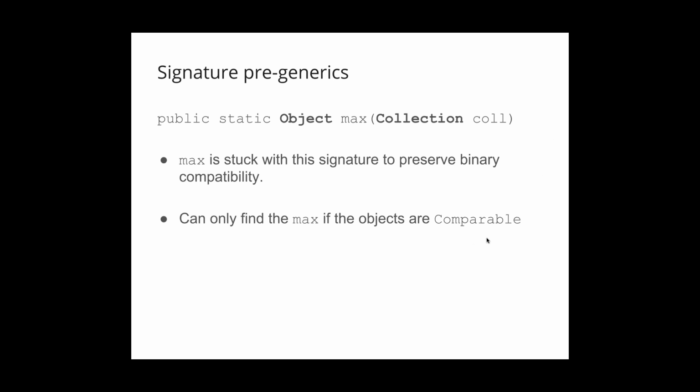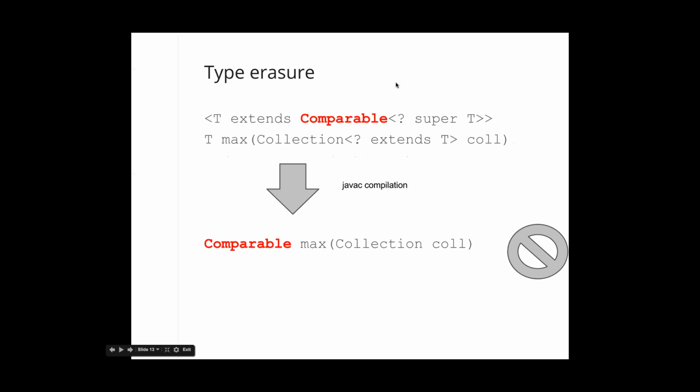So the problem we really have here is that max can only work if the elements inside the collections are comparable, right? If the elements are not comparable, there's no way for us to find out how to compare the objects and find out which one is the maximum. So we could argue that actually this potentially was a design error that the library designers made in the past.